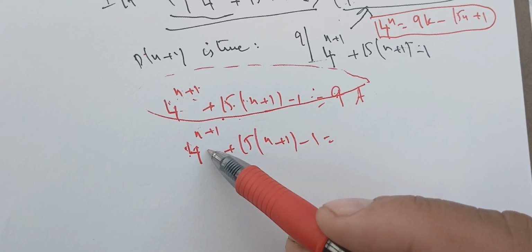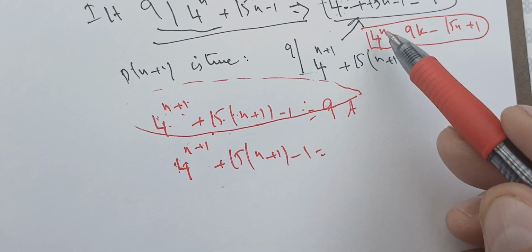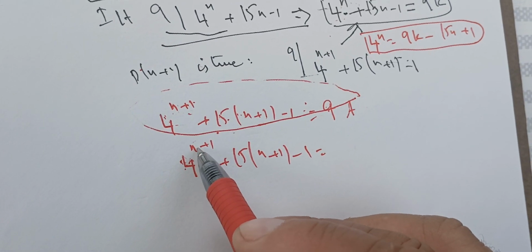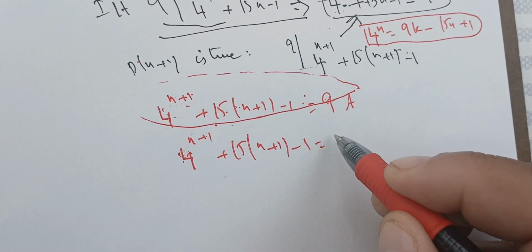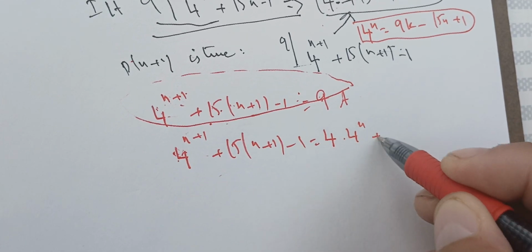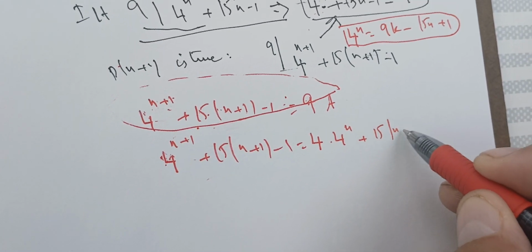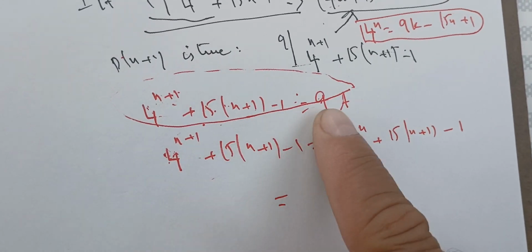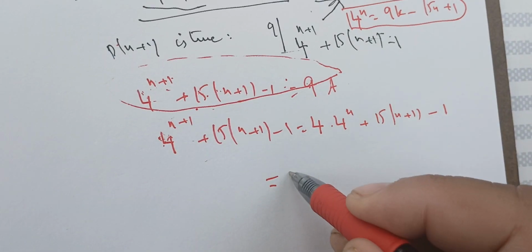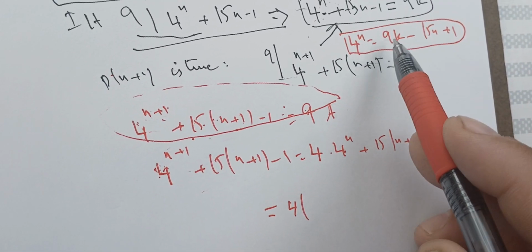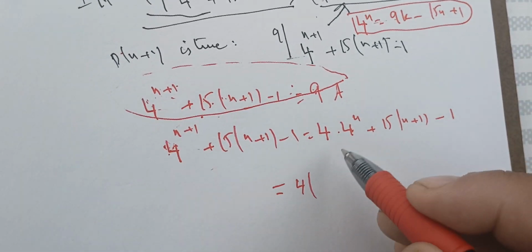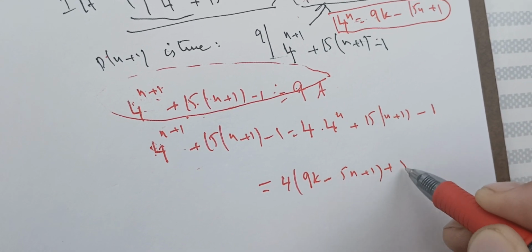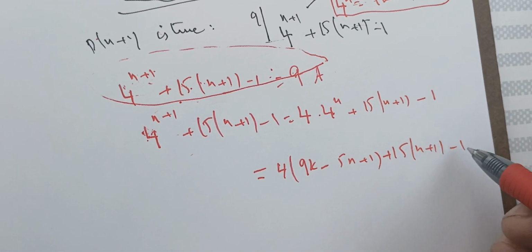To use 4 to the power n, we're going to use algebra to write 4^(n+1) as 4 times 4^n. So this is 4 times 4^n + 15(n+1) - 1. Remember, the aim is to write this as 9 times some number. Now I'm going to use 4^n, which comes from the induction hypothesis. So it's 4(9k - 15n + 1) + 15(n+1) - 1.